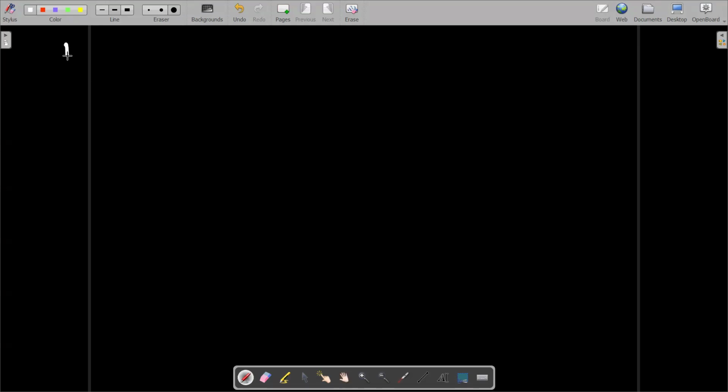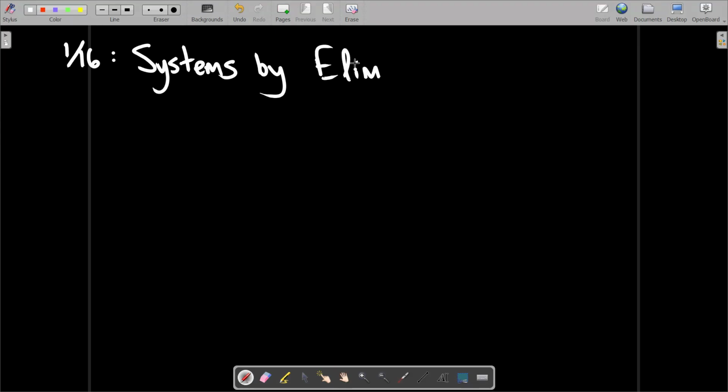Today is 116. You are sitting in Algebra 1 class, and we are going to learn today how to solve systems, the third and final way for this class. And so systems today by the third method, which is called elimination. Elimination. Yep. My very bestest handwriting. There it is.